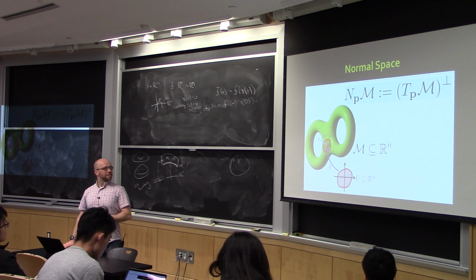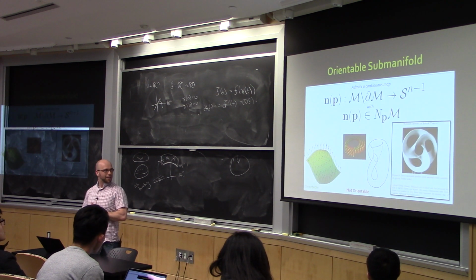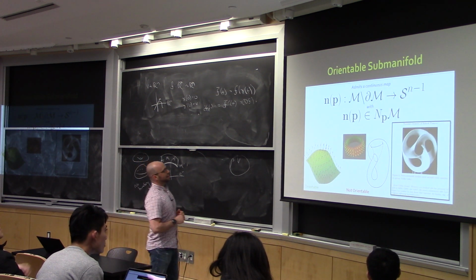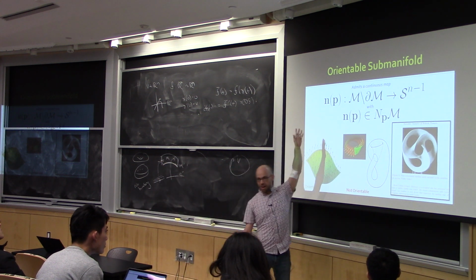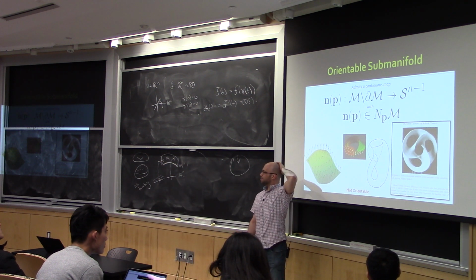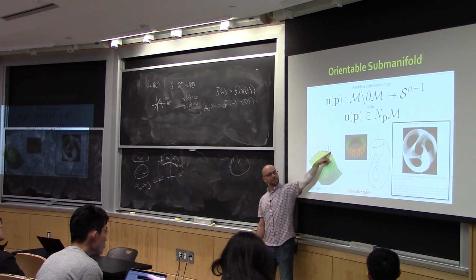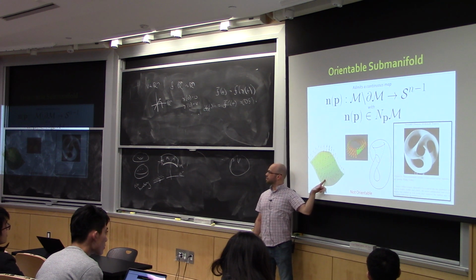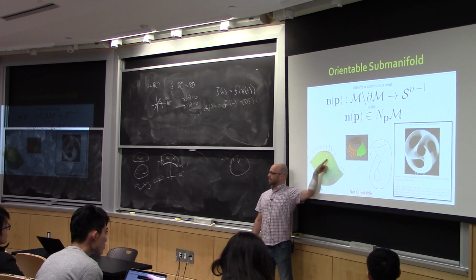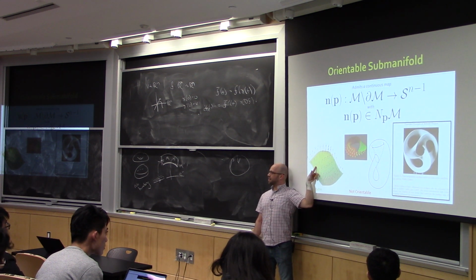So oftentimes it's convenient to only talk about things with well-defined normal vectors, and that's what we're going to call an orientable submanifold. A Mobius band is not one of these. An orientable submanifold is something where I can give a unit vector that is the normal to the surface, and this exists as a continuous function of where I am on the surface.